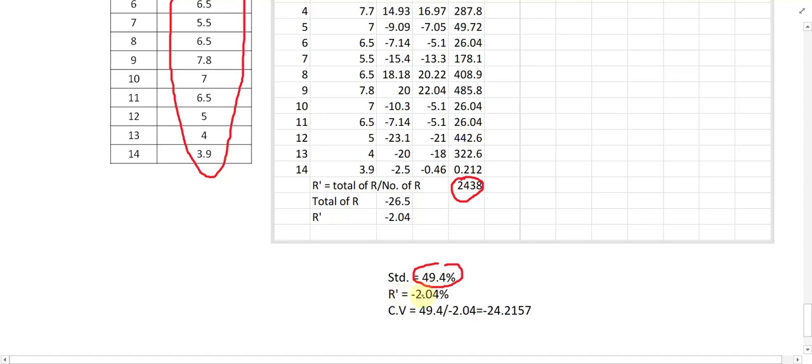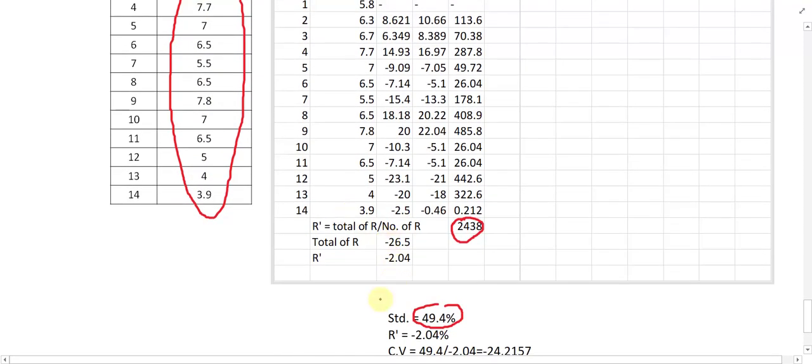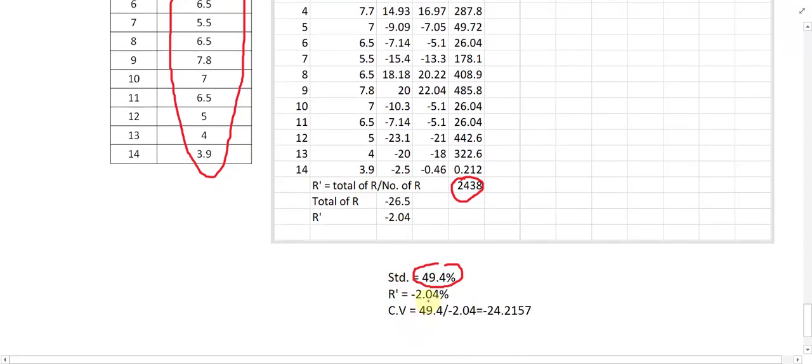And if this was the market, how much was your expected return? Expected return was minus, right? There was no expected return at all. And of course, the coefficient of variation is minus 24 point something like that. So definitely this is too risky and we should not invest in this one. Why? Because it is a negative number, right? So definitely risk is too much. 50% risk is there, and then there is no return, right?